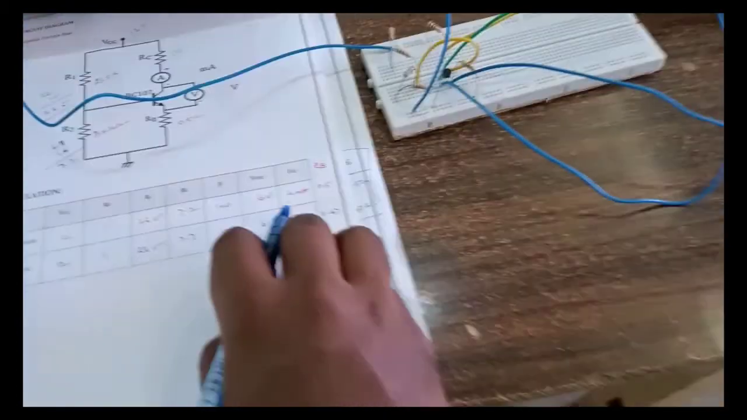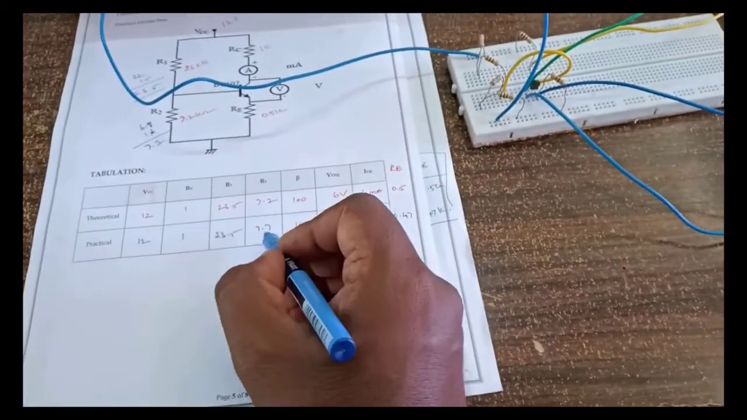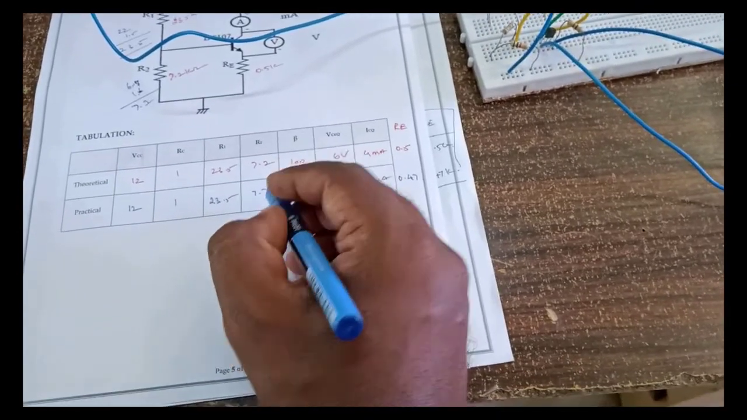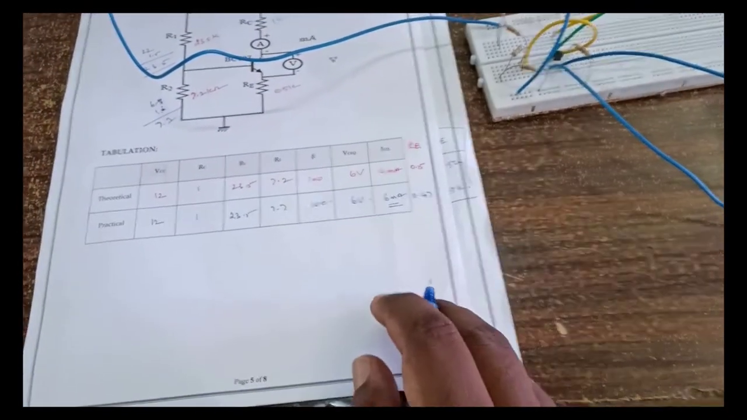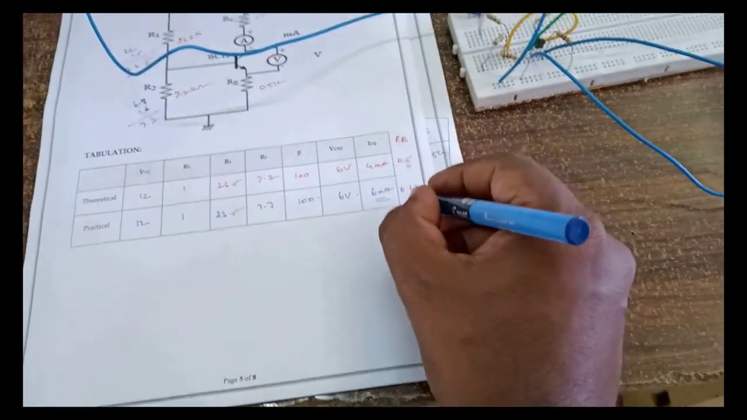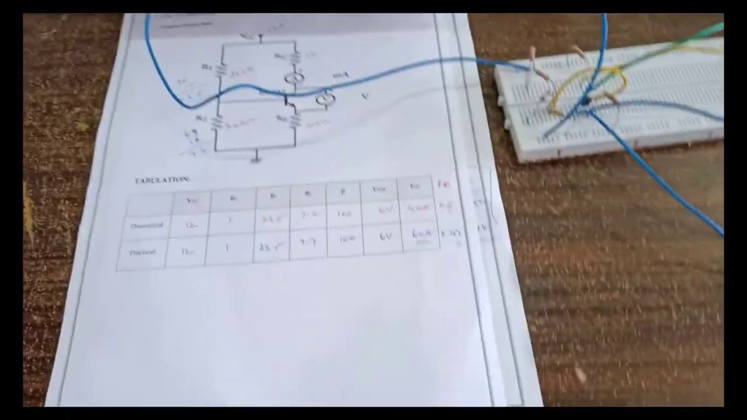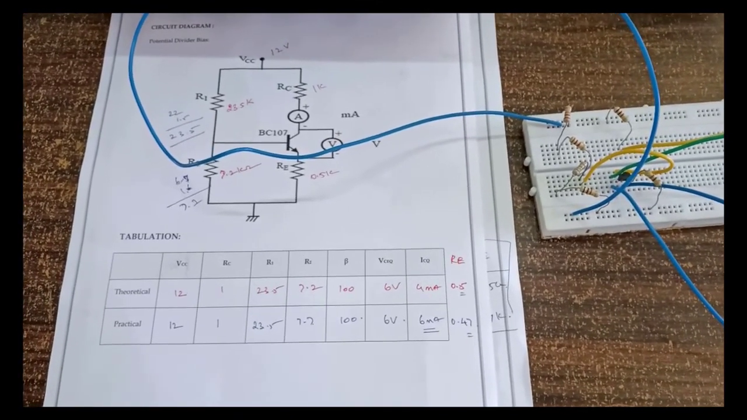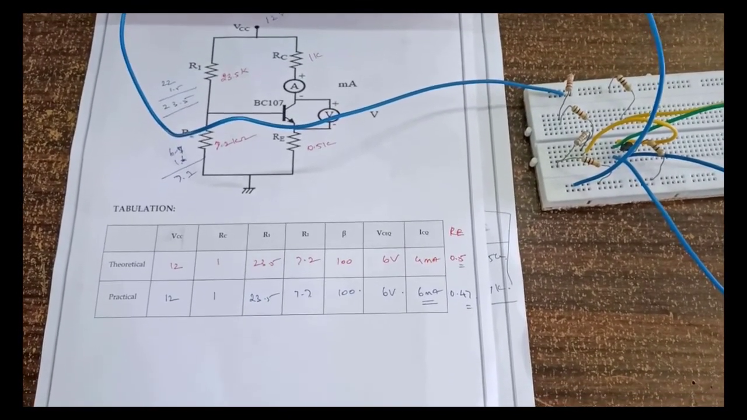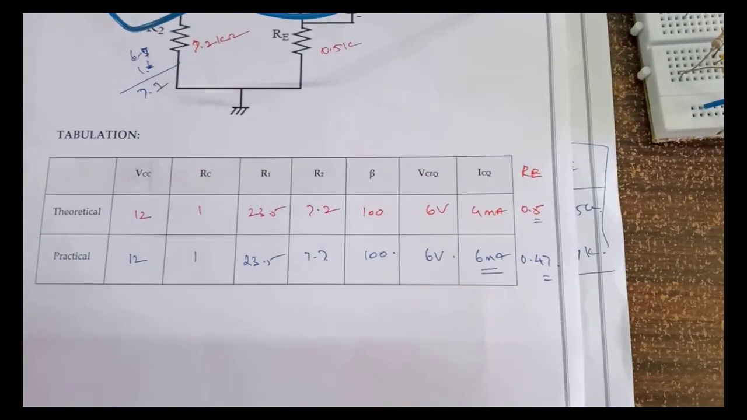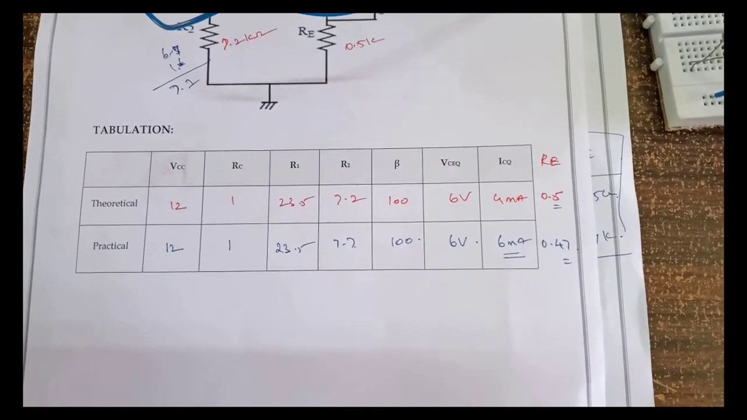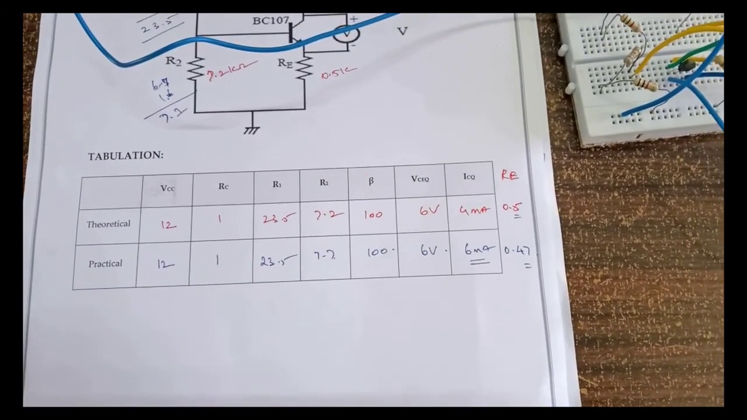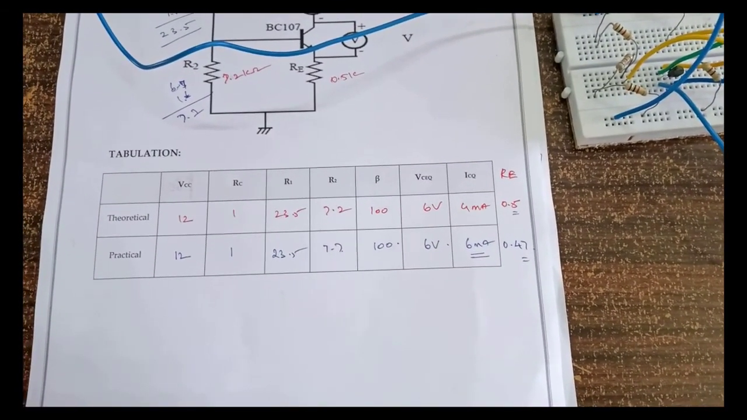This current error is due to the variation in R2. The design value is 7.2, but the actual value is 7.7, so the current is varied. Similarly, the RE design value is 0.5, and we put it as 0.7. If you have accurate resistance values, the potential divider bias circuit is more stable. So this is the reading for potential divider bias. You need to draw the DC load line and operating point for the fixed bias and the potential divider bias.